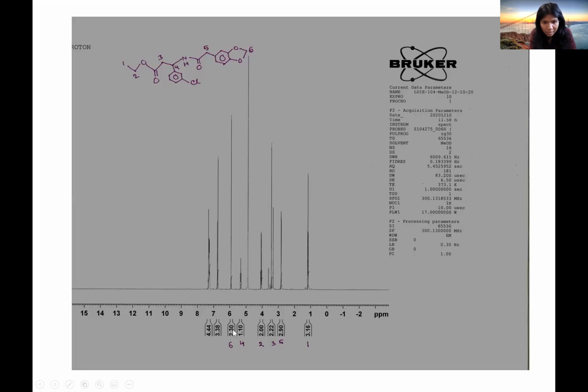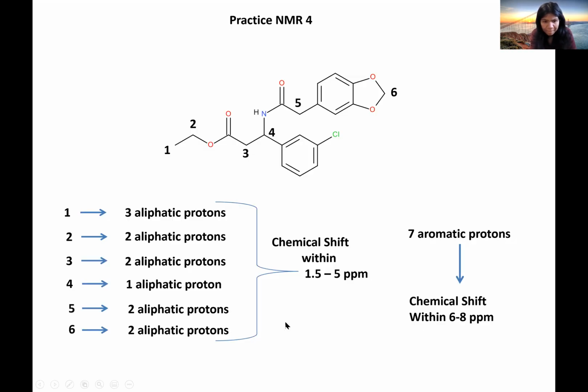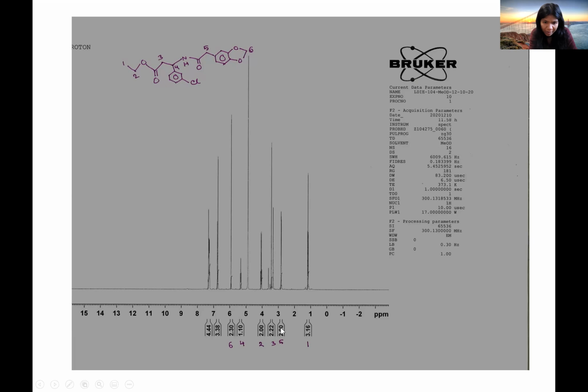But I think this 5 was for 2 protons, but we see 2.9, which is close to 3. So one aliphatic proton is extra for this. So this compound may be slightly impure because it is not exactly matching. It should be around 2. As I mentioned previously, if it is less than 2.5, we just assume it is 2. But if it is greater than 2.5, then it is close to 3. So this is not properly matching.